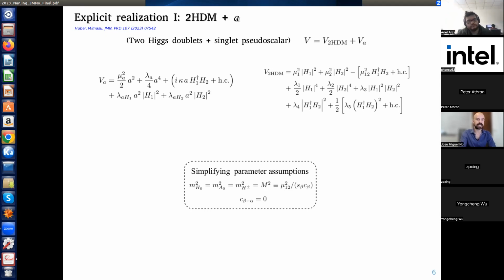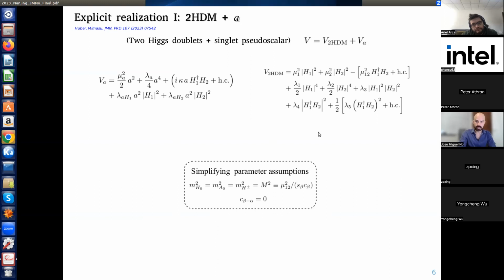So let me give you an explicit realization, which is based on a two Higgs doublet model extended by a real pseudoscalar singlet under the standard model. This is a model that is motivated on its own, not just for this, and we actually didn't build a model for this. We came across this thing that I'm going to tell you while studying the model for other purposes. In particular, it is widely used in the dark matter literature for dark matter phenomenology at the LHC.